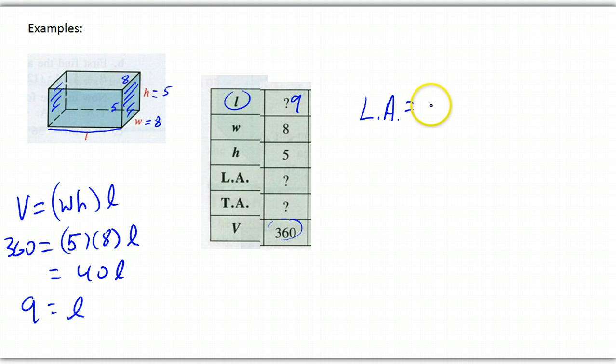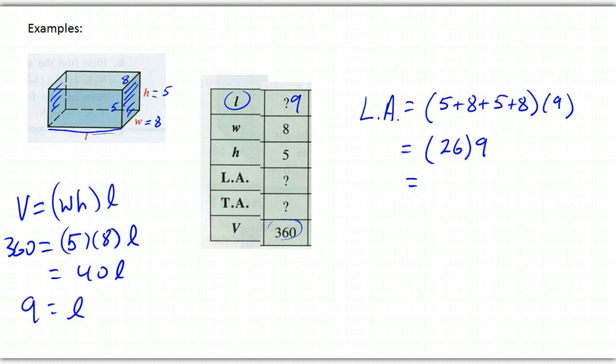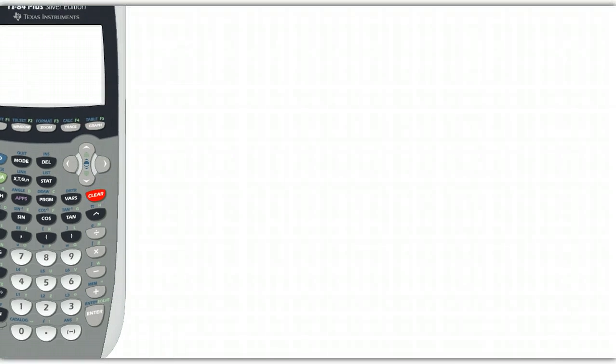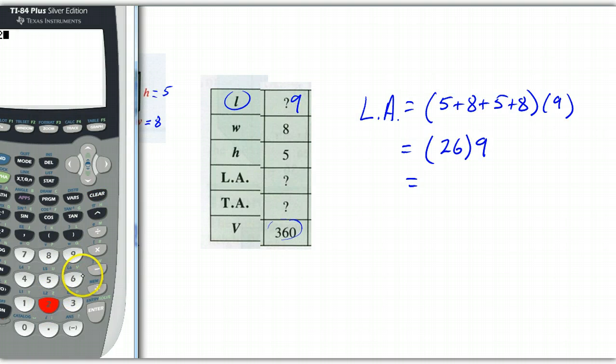Lateral area is the perimeter of the base. So that's 5 plus 8 plus 5 plus 8 times L. And that's going to be 9. So I get 26 times 9. And let's bring up our calculator, okay? So I have 26 times 9, 234.